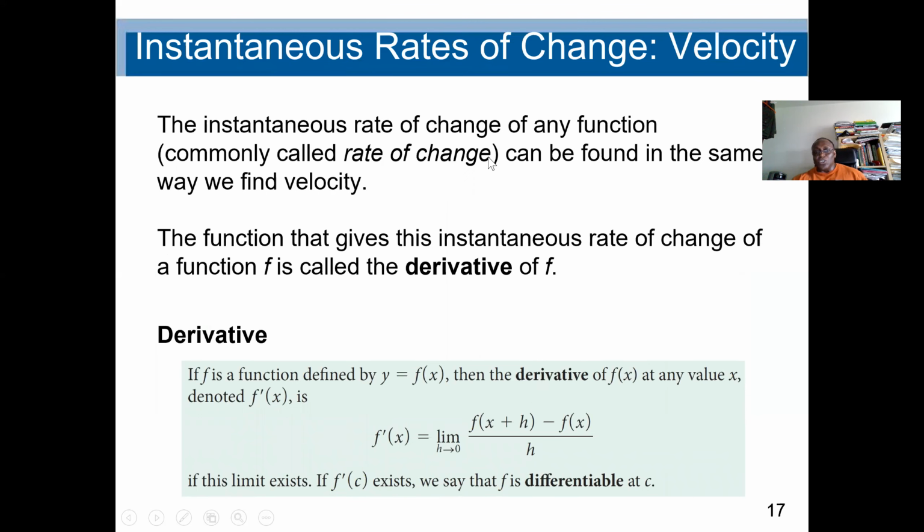Now, the instantaneous rate of change of any given function, which we commonly call the rate of change, can be found in the same way we find velocity, the same. The function that gives this instantaneous rate of change is called the derivative of f. And that is the function here. So f at x plus h minus f at x over h. Again, f at x plus h minus f at x over h.